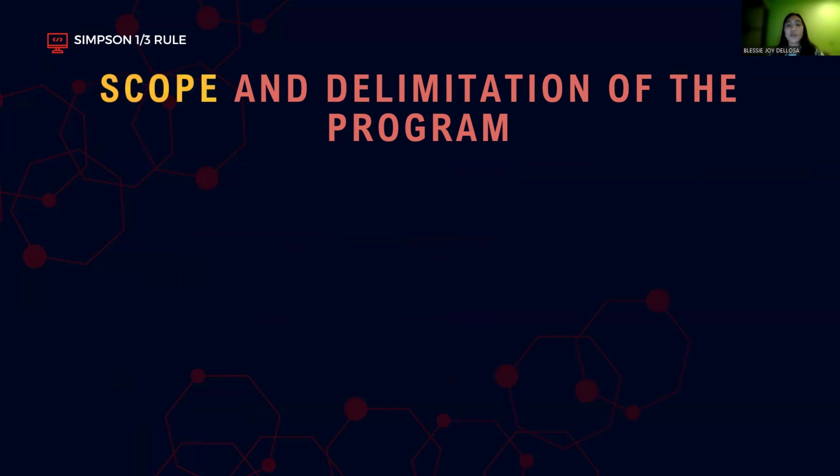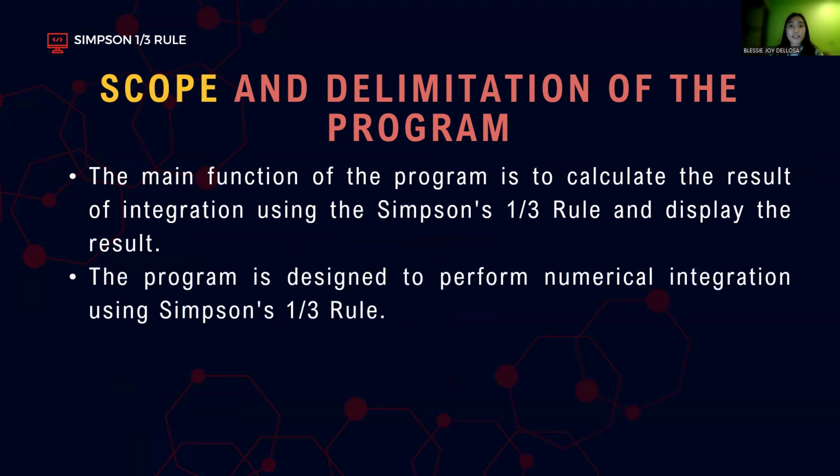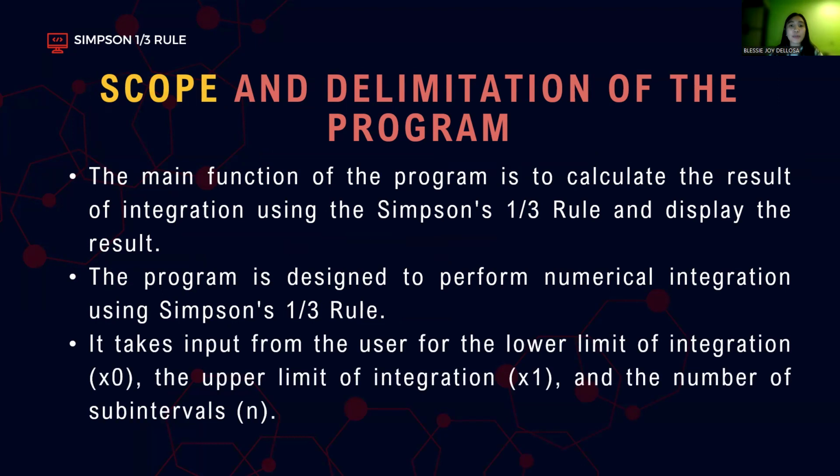First, the scope. The main function of the program is, of course, to calculate the result of integration using the Simpson one-third rule and display the result. Next, the program is designed to perform numerical integration using the Simpson one-third rule. It takes input from the user for the lower limit of integration, the x0 or the a, and the upper limit of integration, the x1 or the b, and the number of subintervals, if you want it just 2, 4, 6, and so on and so forth.